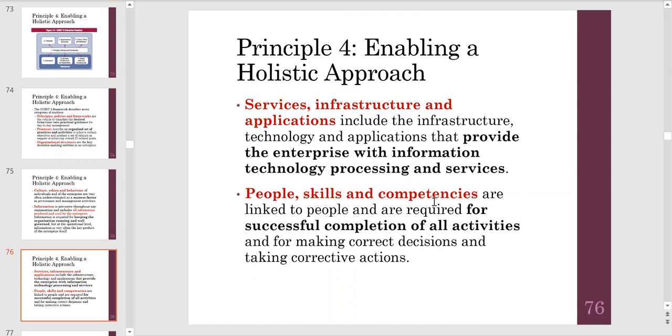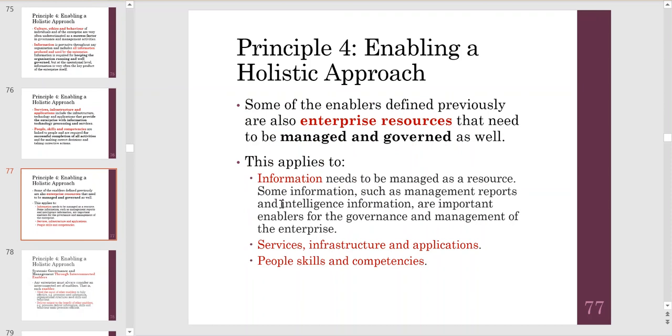Finally, we have people, skills, and competency, who will be working on the processes, the projects, the activities and tasks. So for sure, there's a minimum set of required skills and competency that those people should have in order to complete their processes, activities, tasks, and projects or initiatives. So this is a simple explanation of the seven enablers.